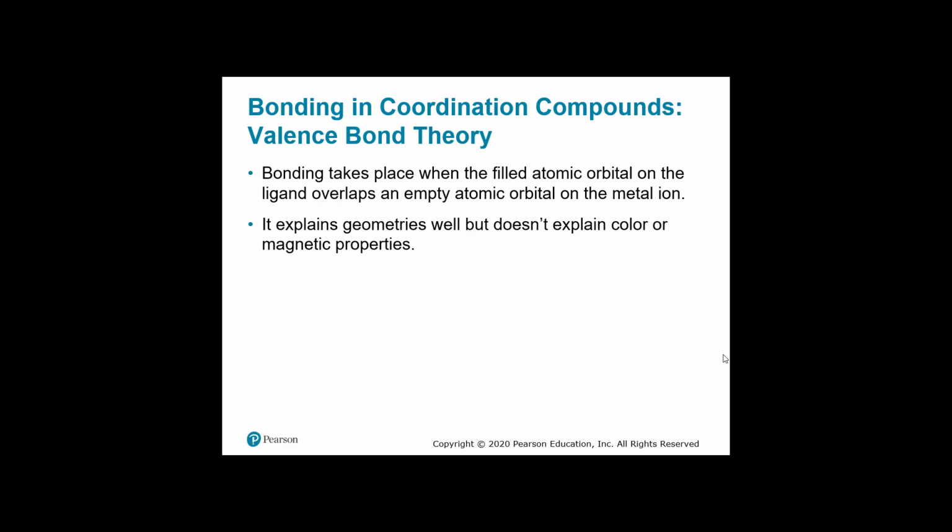So bonding takes place when a filled atomic orbital on the ligand overlaps with an empty atomic orbital on the metal ion. What this is called really is coordinate covalent bonding. And what that means with a coordinate covalent bond is that the electrons are coming from the ligand into an empty orbital on the metal ion, and that is where the covalent bond comes from.